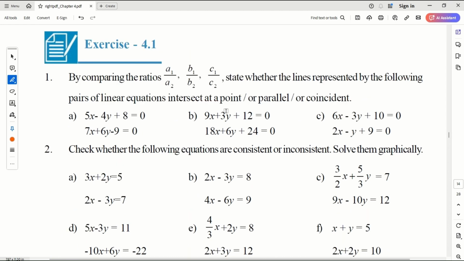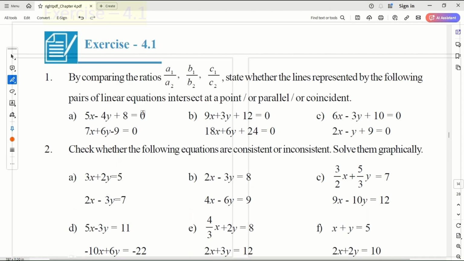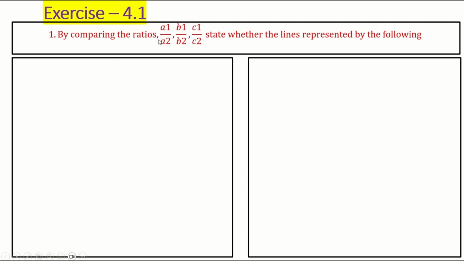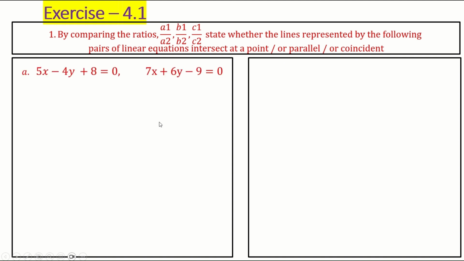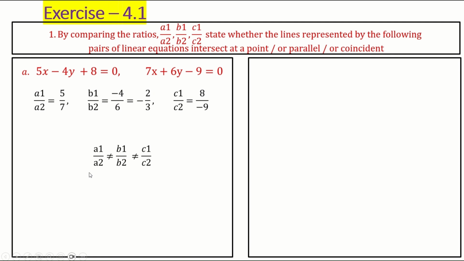Okay, let's do the exercise part now. Exercise 4.1. First question is, by comparing the ratios A1 by A2, B1 by B2, and C1 by C2, state whether the following pair of lines are intersecting, parallel, or coincident. Okay, we have to look at the ratios and tell. That's simple. So two equations are given here. A1 by A2 equal to 5 by 7, B1 by B2 equal to minus 2 by 3, C1 by C2 equal to 8 by minus 9.